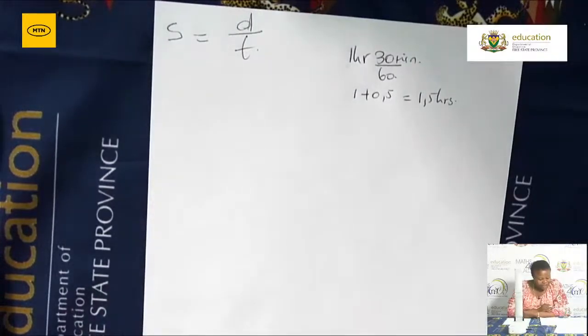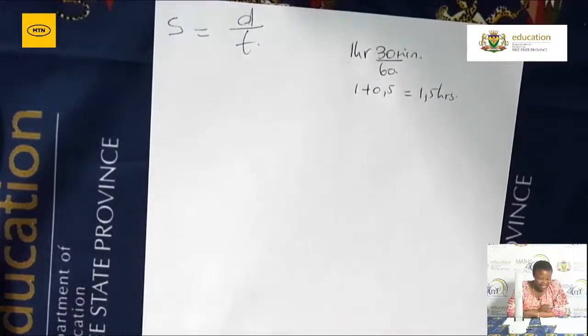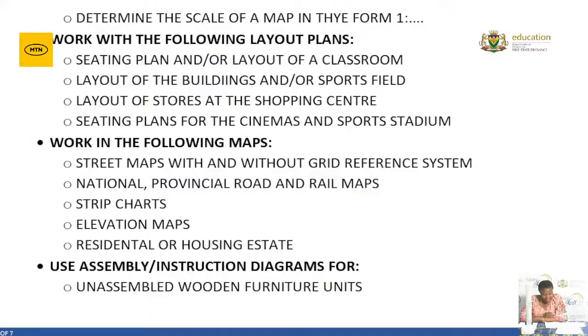And then we move on to the next one, which is the elevation maps, as well as the residential or housing estate. Under the residential or housing estate is where we are provided with the maps of the flats, where a side view of the flat is provided, and you must be able to identify how many tenants can be accommodated in that place. And then we have assembling instructions in the diagrams.